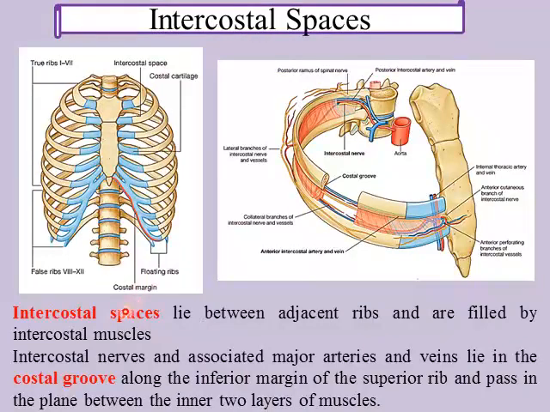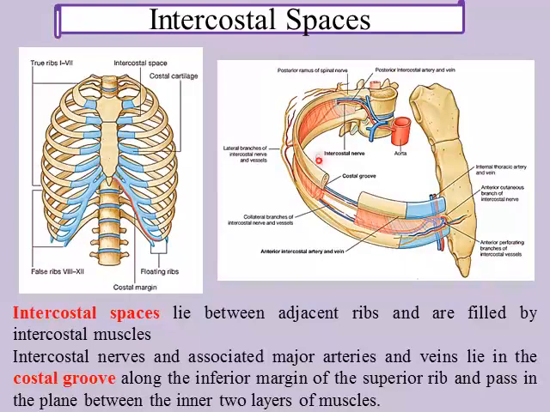Again, the intercostal spaces are the spaces that lie between adjacent ribs, and they are filled with muscle fibers that travel between the two adjacent ribs to fill this space. These muscles are called intercostal muscles. As you know, any muscle has its own blood supply, nerve supply, and venous drainage.